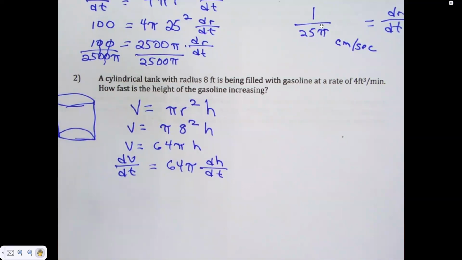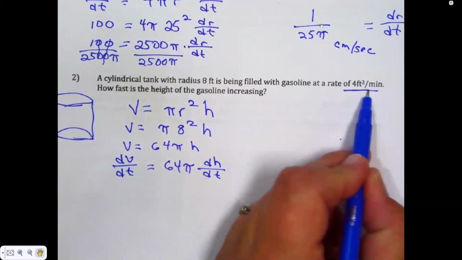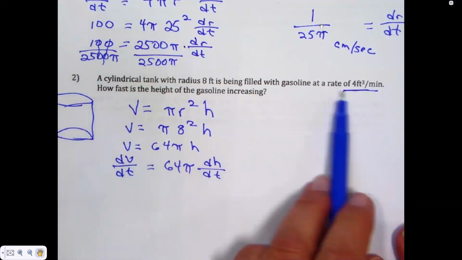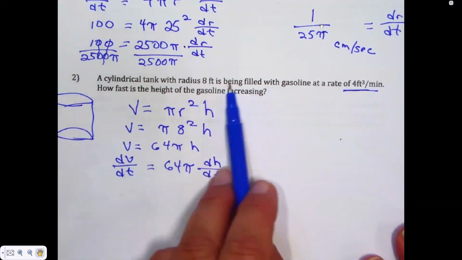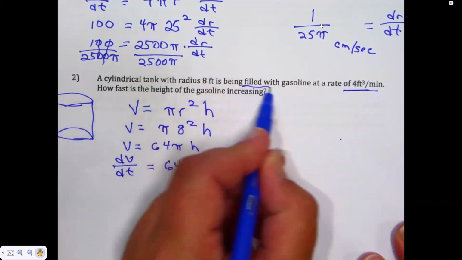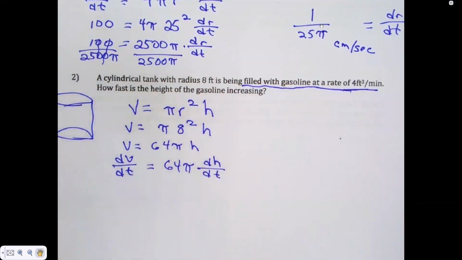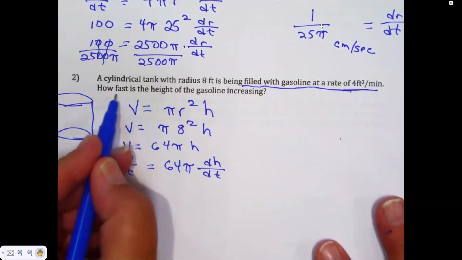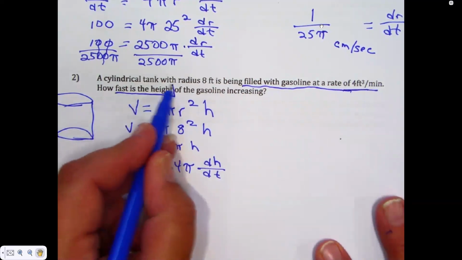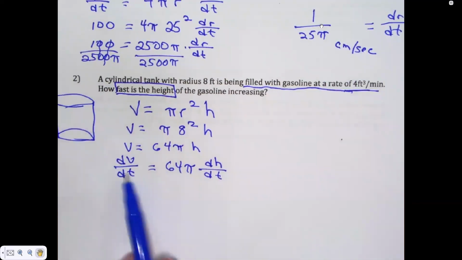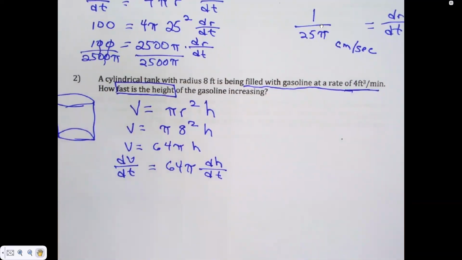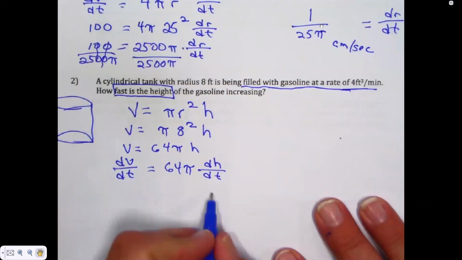Oh, let's see. Anything else? No, I think we're good. So now, what is this guy? This is being filled with gasoline at a rate of 4 cubic feet per minute. How fast is the height? So which one am I finding? dv or dh? How fast is the height? Okay, so I'm looking for dh.